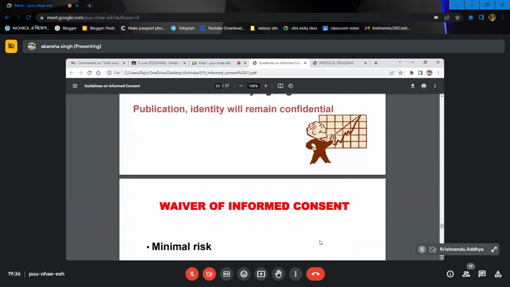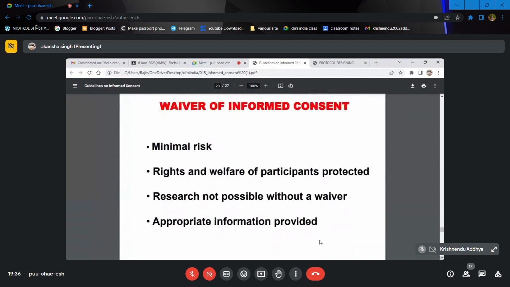Now, waivers of informed consent. When the risk is minimum, a waiver is possible, and the rights and welfare of participants should be protected when we waive it. In an emergency situation, you have to waive the informed consent process because there will not be sufficient time to obtain consent from the subject or the LAR. The investigator has to determine this, or it is reviewed by another physician independent of the research, or by the ethics committee, which has a member who is an expert in the particular indication. It is the investigator's duty to review everything.